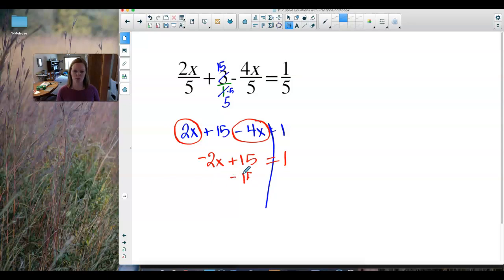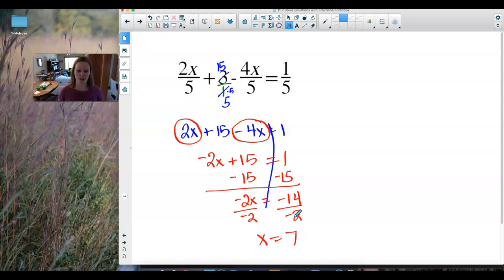Minus 15 from both sides. So we get negative 2x equals negative 14, and then divide by negative 2. And divide by negative 2 on this side, so x equals, and in this case it would be positive 7. Okay, so there is our answer.